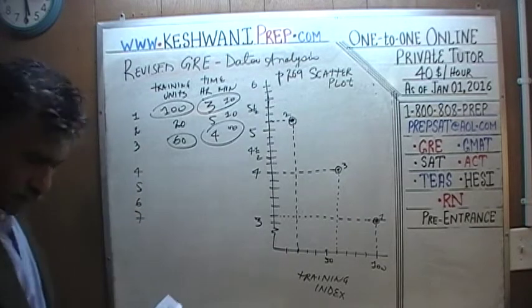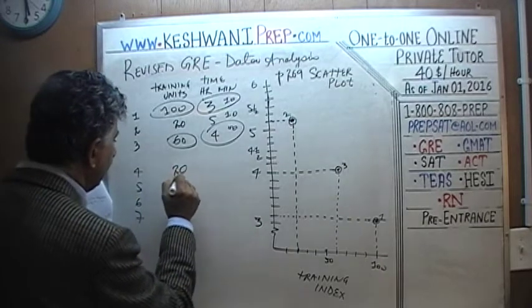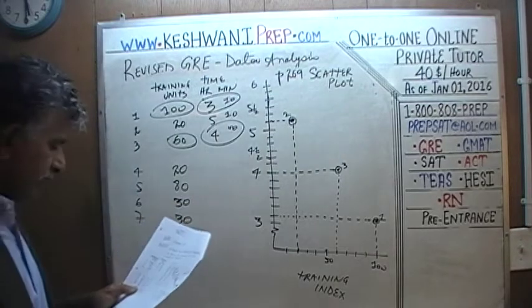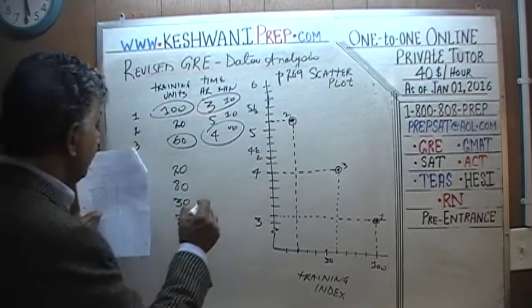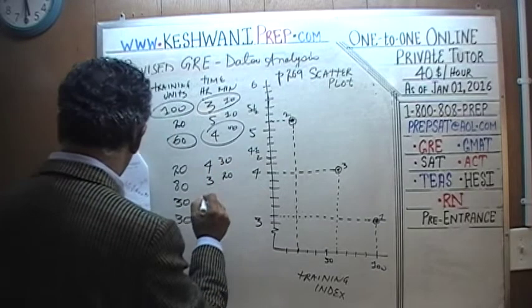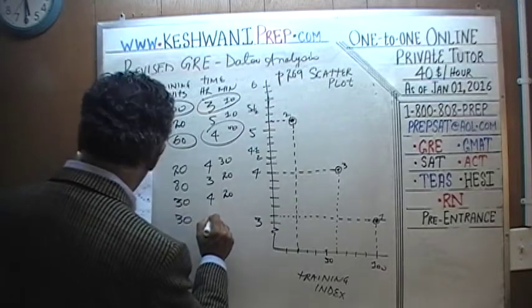4, 5, 6 and 7. We have 20, 80, 30, 30. And we have 430, 320, 430, 320, 420, and 450.